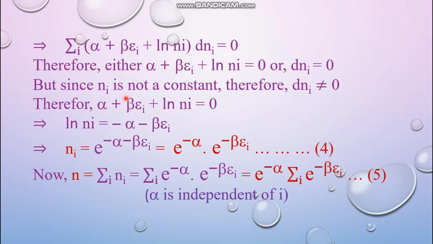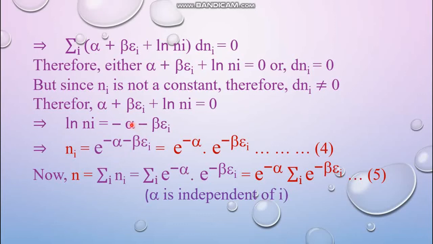So ni is not a constant. These are the formalities. The dni is not equal to 0, so this is equal to 0. Now we have to move from here. Alpha plus beta epsilon plus ln ni equals 0. Then ln ni equals minus alpha minus beta epsilon. Then ni equals what? This will go to the exponential power. So this is exponential of minus alpha minus beta epsilon.